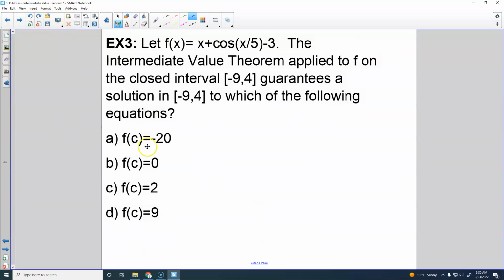Okay, let's look at a multiple choice question. We've got f of x equals x plus cosine of x over 5 minus 3. The intermediate value theorem applied to f on the closed interval from -9 to 4 guarantees a solution in -9 to 4 to which of the following equations? I believe this was calculator active and I forgot to put a calculator next to it. It's got to be, because our endpoints are -9 and 4, and we do not know how to find cosine of -9 and 4 without one.